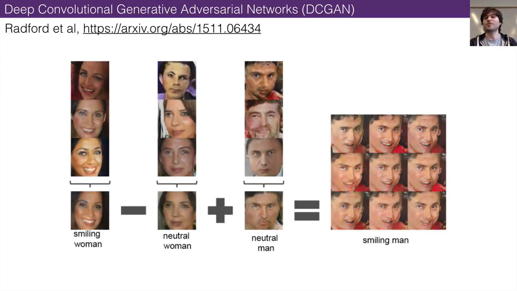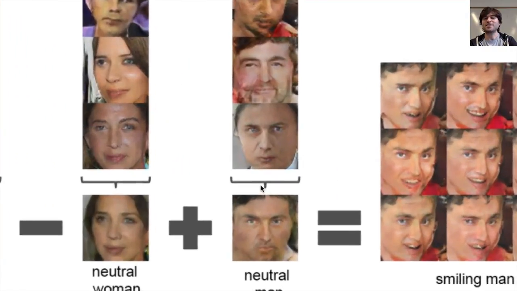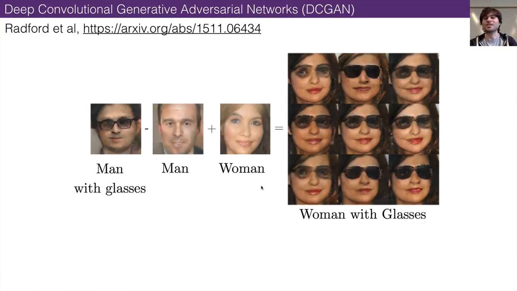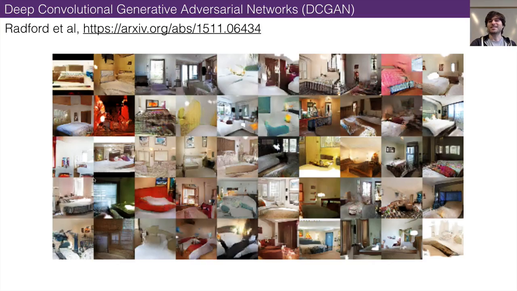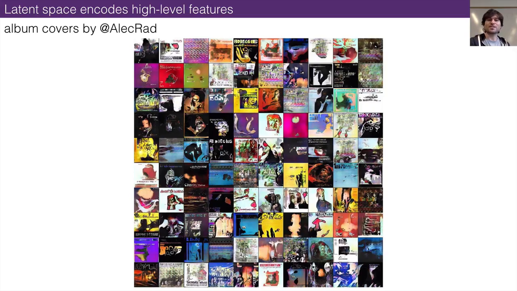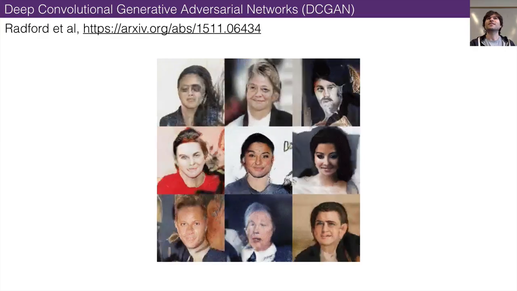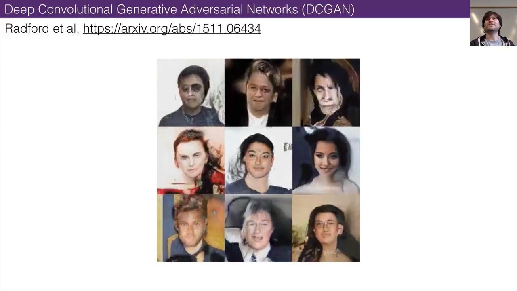You can do feature arithmetic. You can put smiles on people's faces. This is even old stuff. You can put glasses on things. You can do arithmetic, like man with glasses minus man plus woman equals woman with glasses. You can generate bedrooms, album covers, faces.